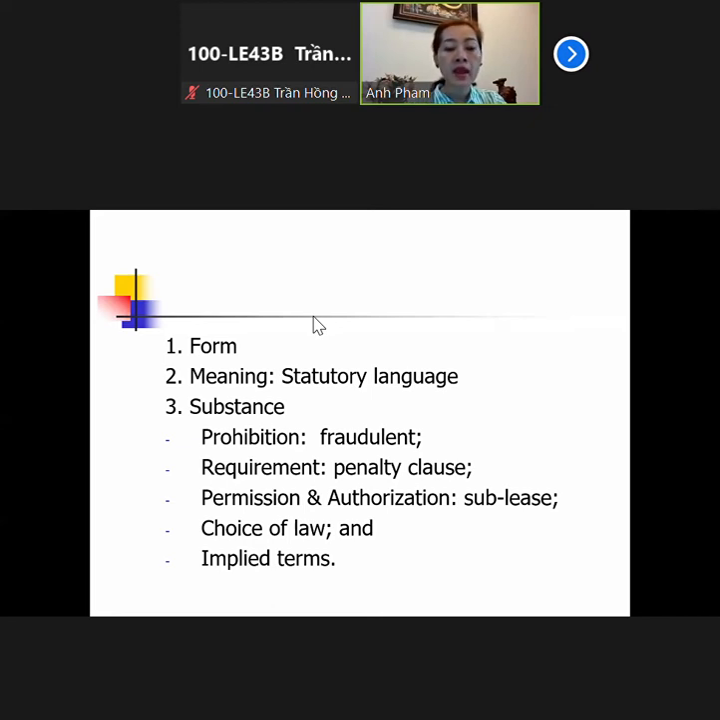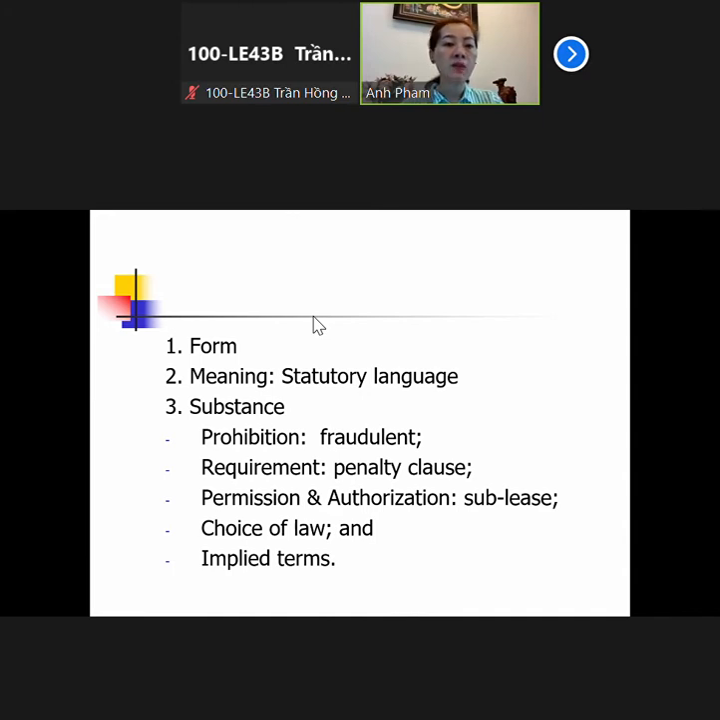And meaning, of course, that's why we study legal English. The legal language is different from the general language, right? In some cases, we use a term in legal English that has a totally different meaning from general English. So the second point here is to focus on the statutory language, right? We must use the language in the law to reflect the meaning of that situation.